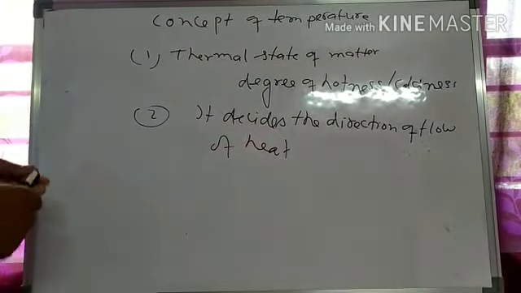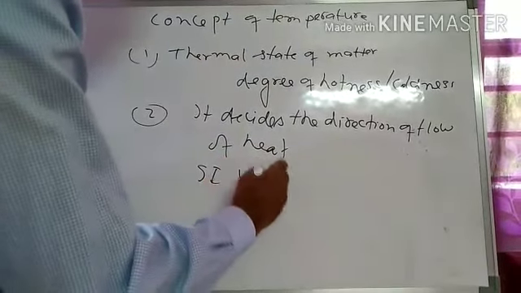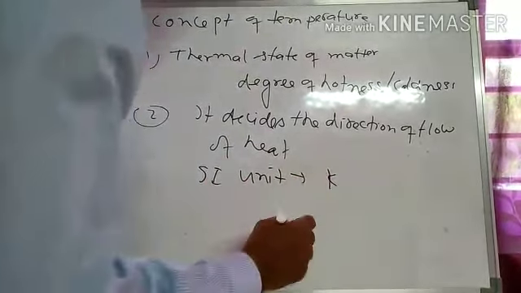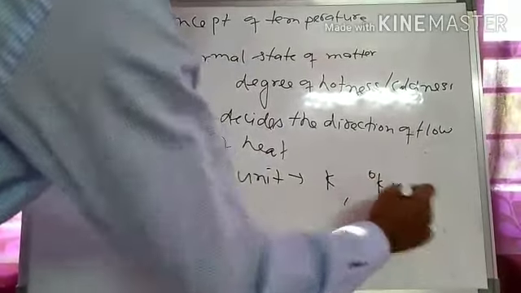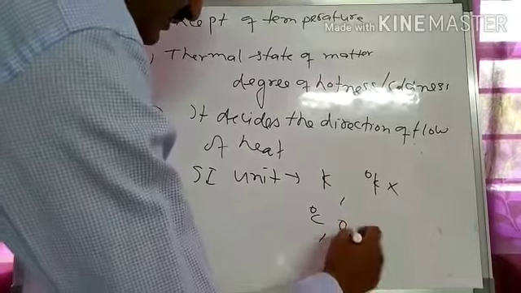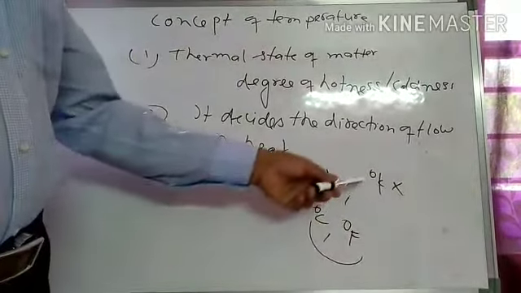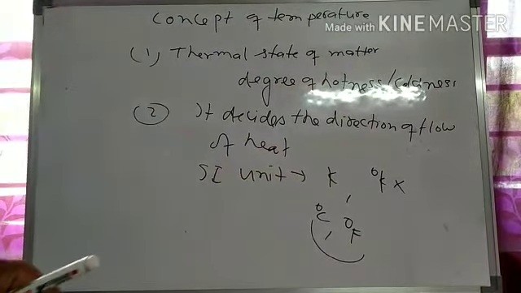Now the SI unit is Kelvin. We are not writing degree Kelvin. The other units are degree Celsius and degree Fahrenheit. But the SI unit is Kelvin, and we are not writing degree Kelvin. We simply write Kelvin.